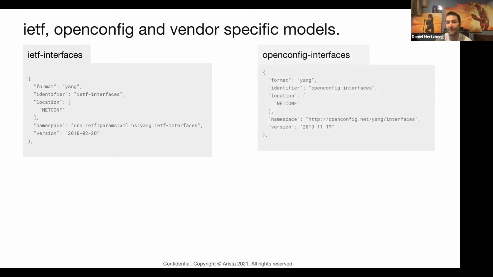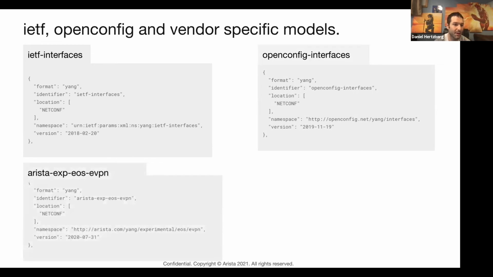Then we have the OpenConfig interfaces, which is the same thing, defined in the Yang schema, with everything else the same. You could actually go to the OpenConfig GitHub for the public models and pull this down and play with it. And then the last one we'll touch on is vendor specific models. So this is our Arista EVPN experimental model. As long as that model uses Yang to describe it, then it's therefore a valid Yang model.